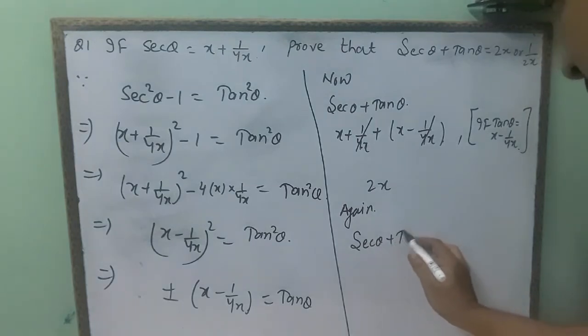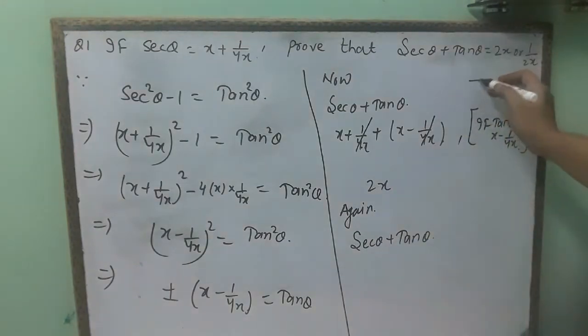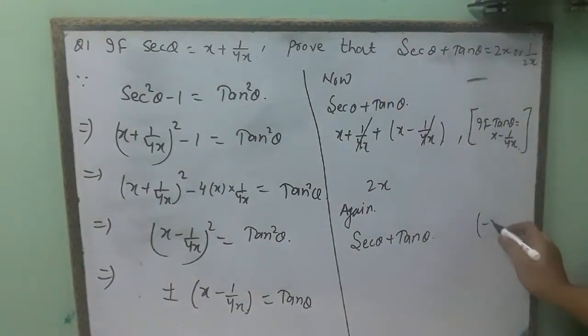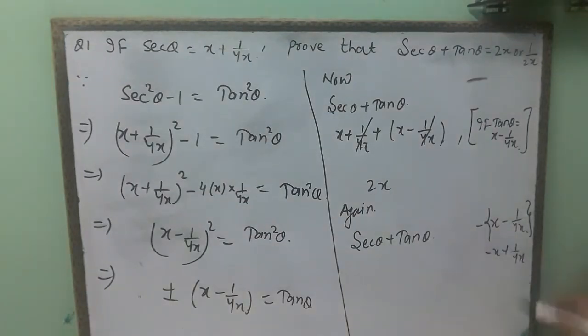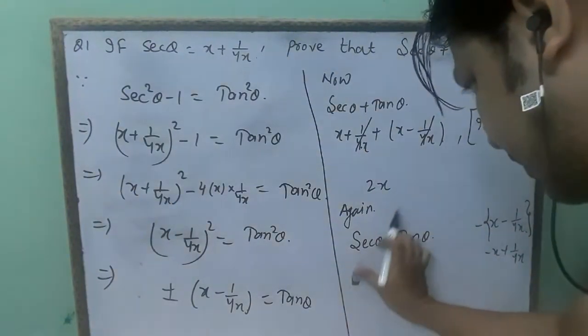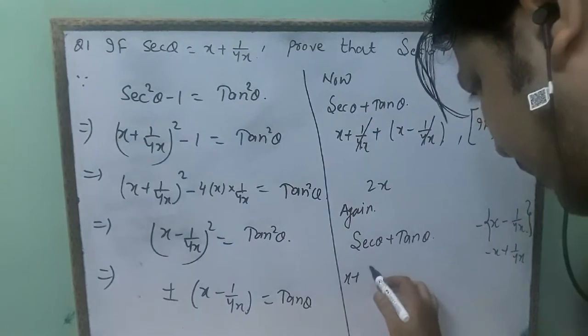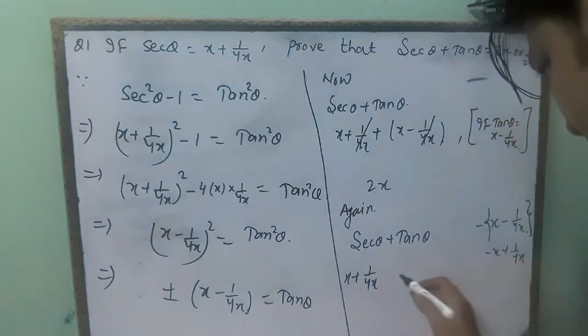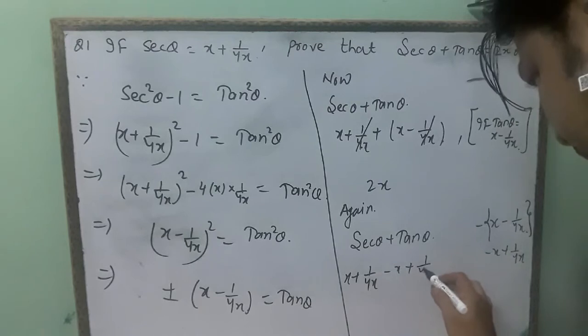Again, sec theta plus tan theta. Now this time we will take the negative value, minus x plus 1 by 4x, for tan theta. So sec theta will remain the same, x plus 1 by 4x. This time tan theta is minus x plus 1 by 4x.